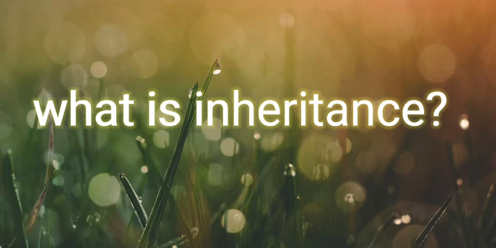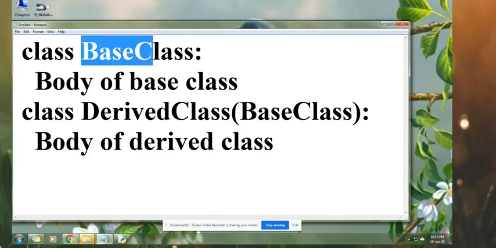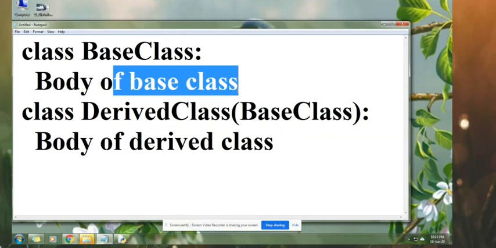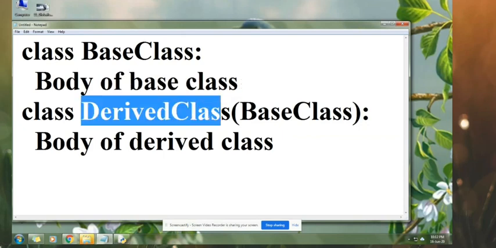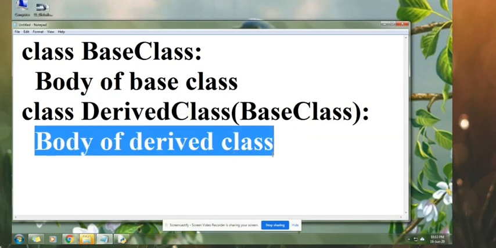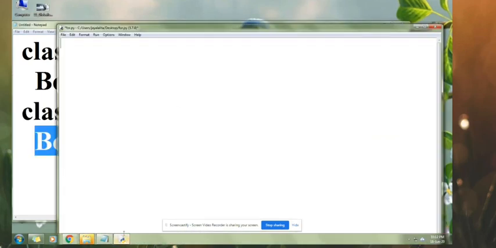Now we will try to look into its syntax. It is not the exact syntax, but for understanding purposes I have written it. As you can see, class and class name as usual we will be giving. If you are not aware of classes, please go through my previous videos. This will be the body of your main class. Base class is nothing but the parent class, and derived class is nothing but the child class, and in the bracket the base class name will come and its body will come.